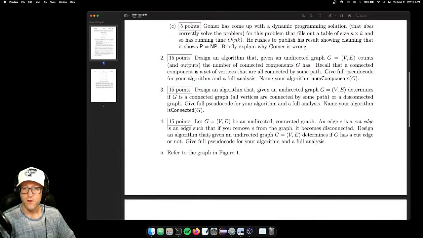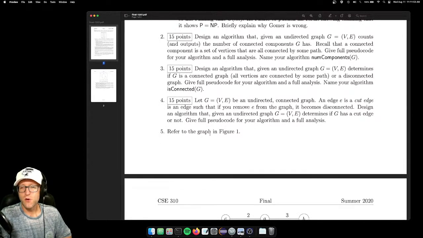There we go. So design an algorithm that, given an undirected graph G, counts and outputs the number of connected components G has. Recall that a connected component is a set of vertices that are all connected by some path. Give full pseudocode for your algorithm and a full analysis. Name your algorithm num components.